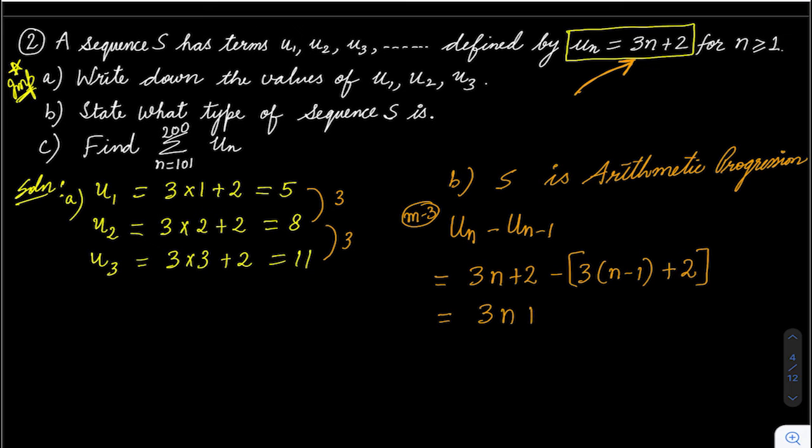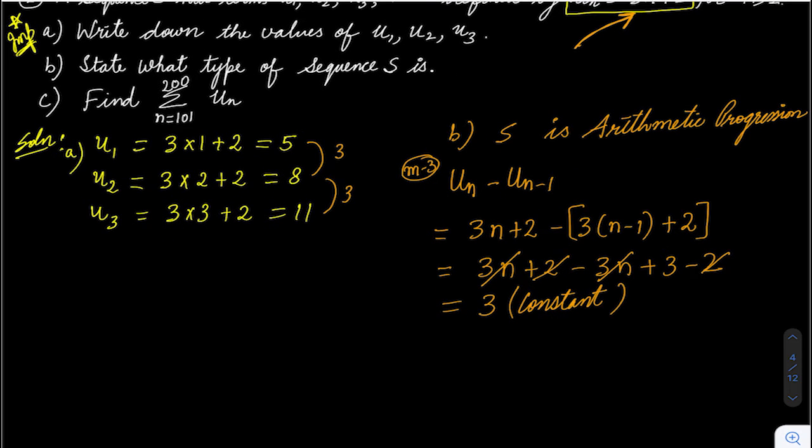So 3n plus 2 minus 3n, and it will be plus 3 minus 2. So we can cancel this 3n, we can cancel this 2. Now it is coming out to be 3. So we can say the difference between two consecutive terms is constant, that is 3. Hence, this is an arithmetic progression. That's also one way of saying this.